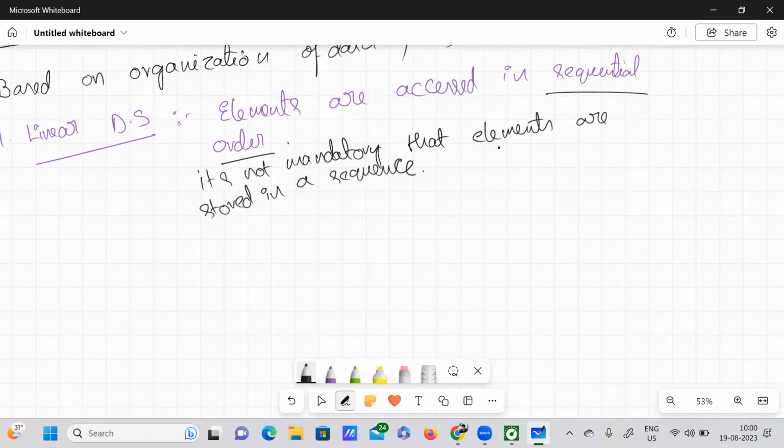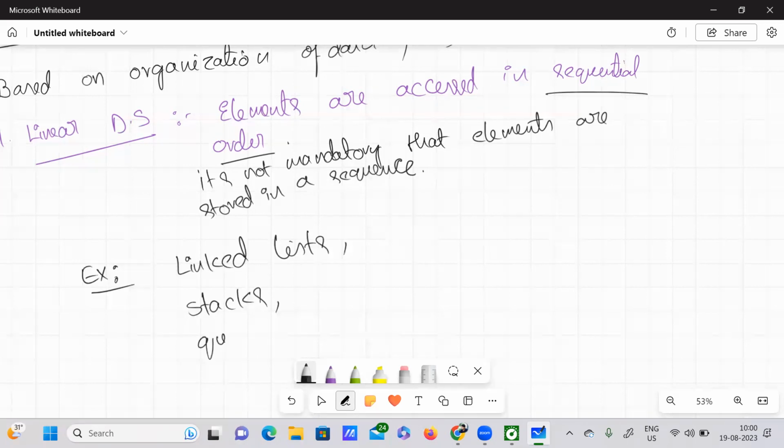So here also we have a few examples of linear data structures. Those examples are linked lists, stacks, and queues. All these three are examples of linear data structures.